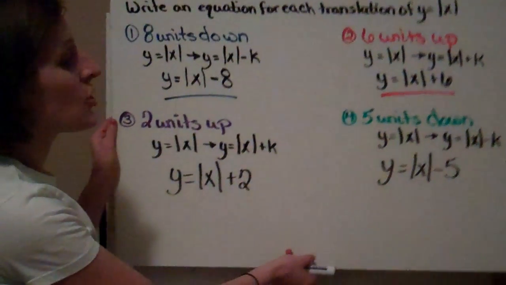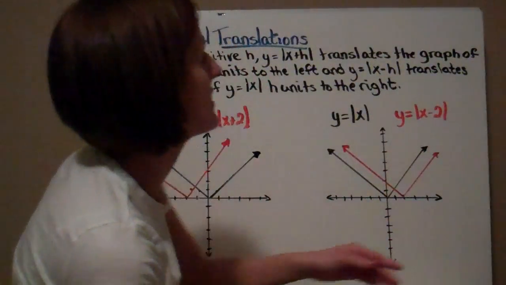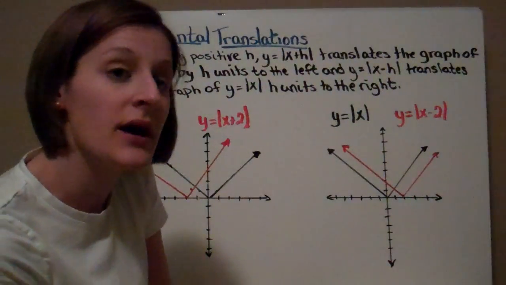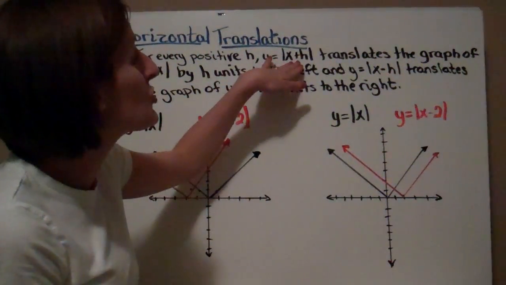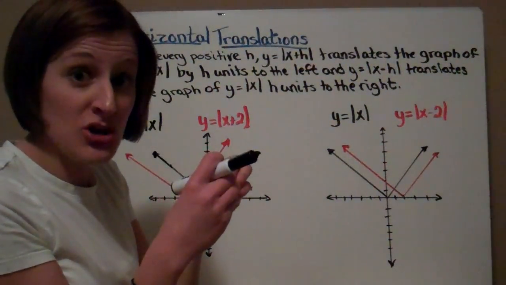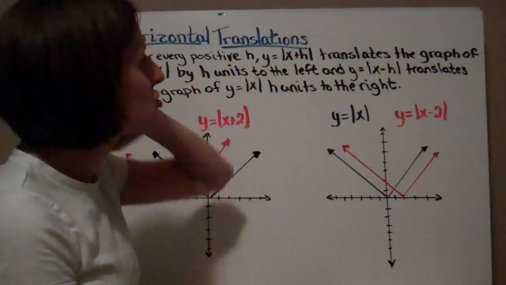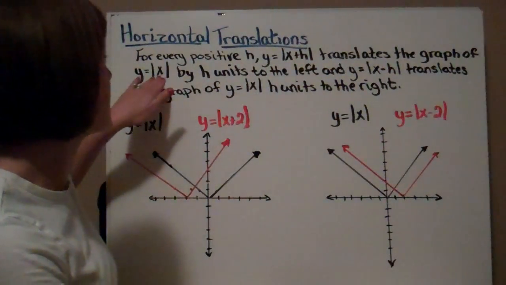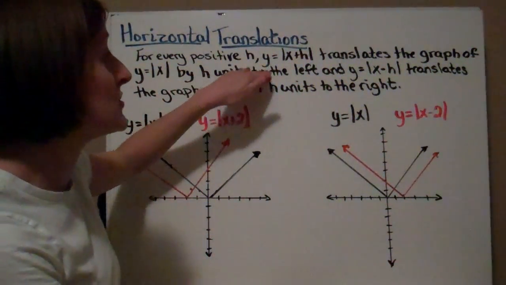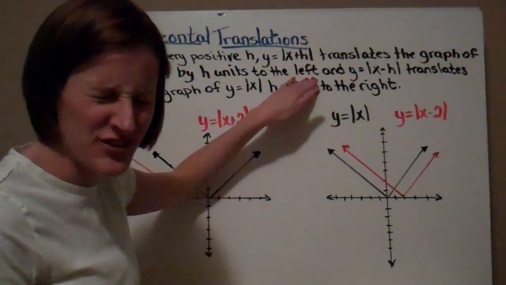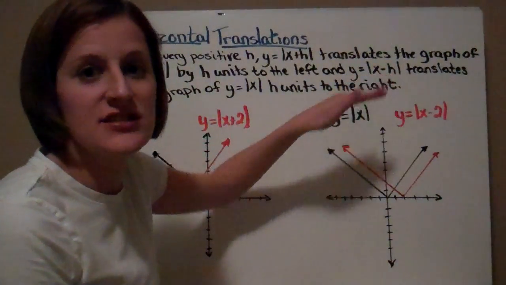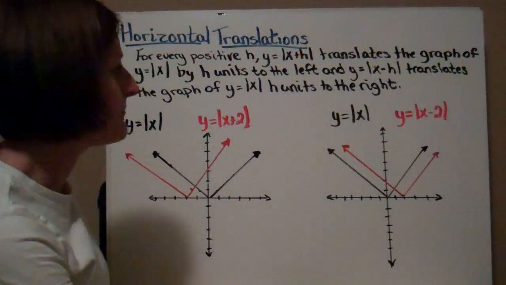Now let's look at horizontal translations. So basically we've got a positive h, just like we had the positive k. And this time you're going to add h or subtract h within the absolute value bars to move it right or left. So if you add h, it translates y equals the absolute value of x by h units to the left. I know it's a little different than what you're thinking. And if you subtract h, it's going to go to the right.